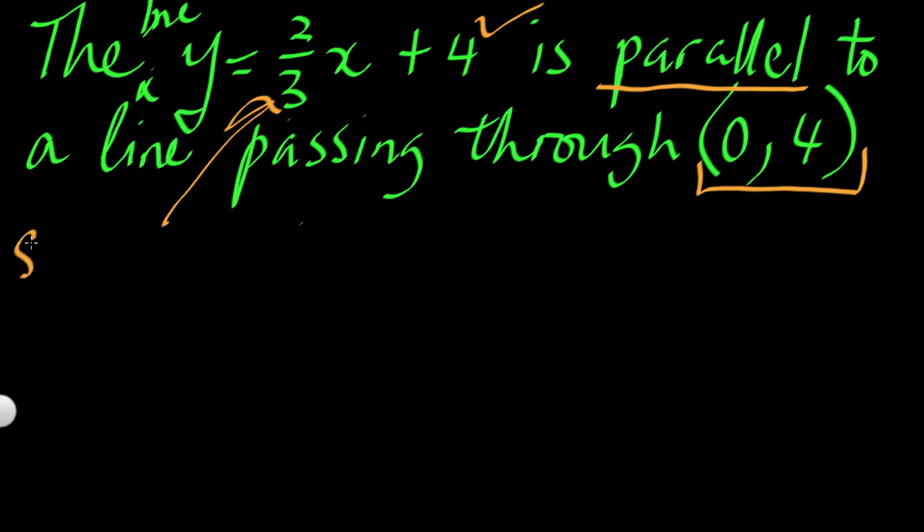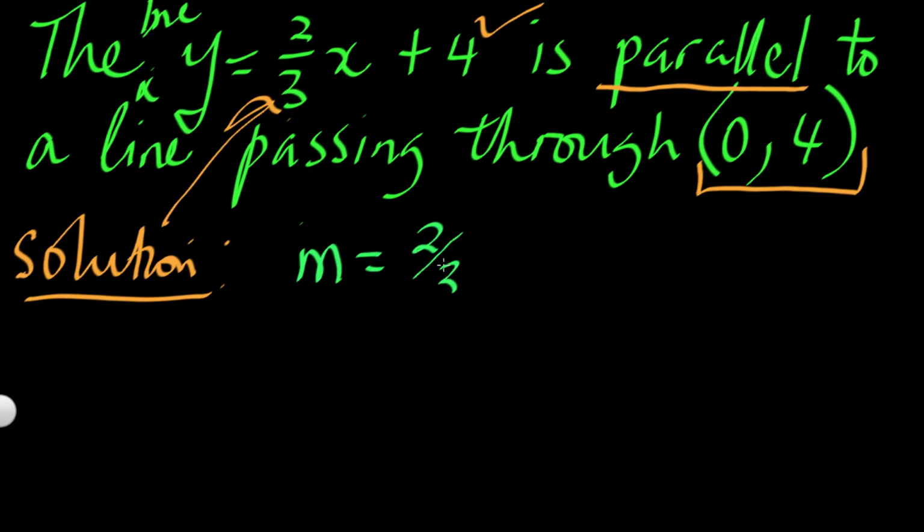So I'm going to write the solution here. From here, I can go straight to say m is equal to 2 over 3. Guys, you can only deduce that m is equal to 2 over 3 if your equation is in standard form. And this equation here is already written in the form y equals mx plus c, so we can actually see what our m is. That m is equal to the m for the unknown line that we're looking for, because the two lines are parallel. So we have our m already. Half of the work is done. But we don't have our c.